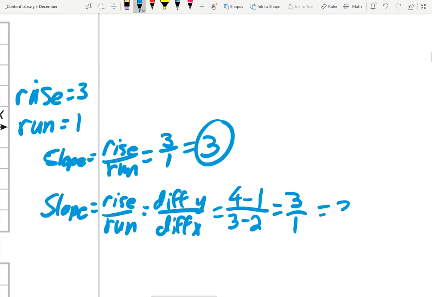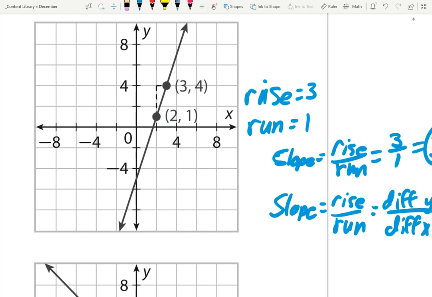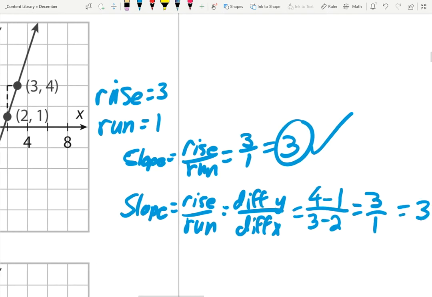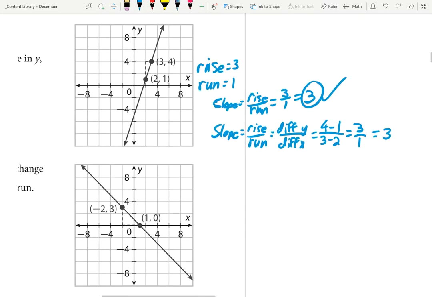3 over 1, which is 3. So this is how we're going to do it with subtraction mostly, but you can count as well. It's just kind of hard to count on this graph because each box goes by 2. You have to number it with these half marks, 1, 2, 3, 4. Because of the way the graph looks, it actually makes it harder to count. So we're going to rely on just subtracting the numbers for the problems that we do.